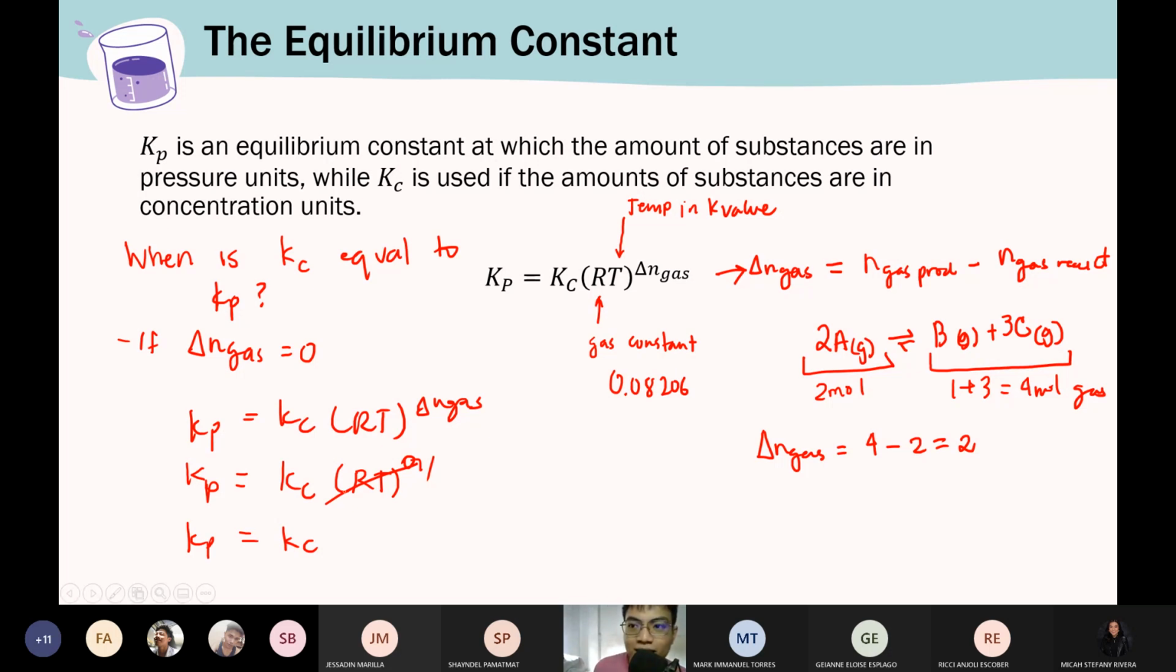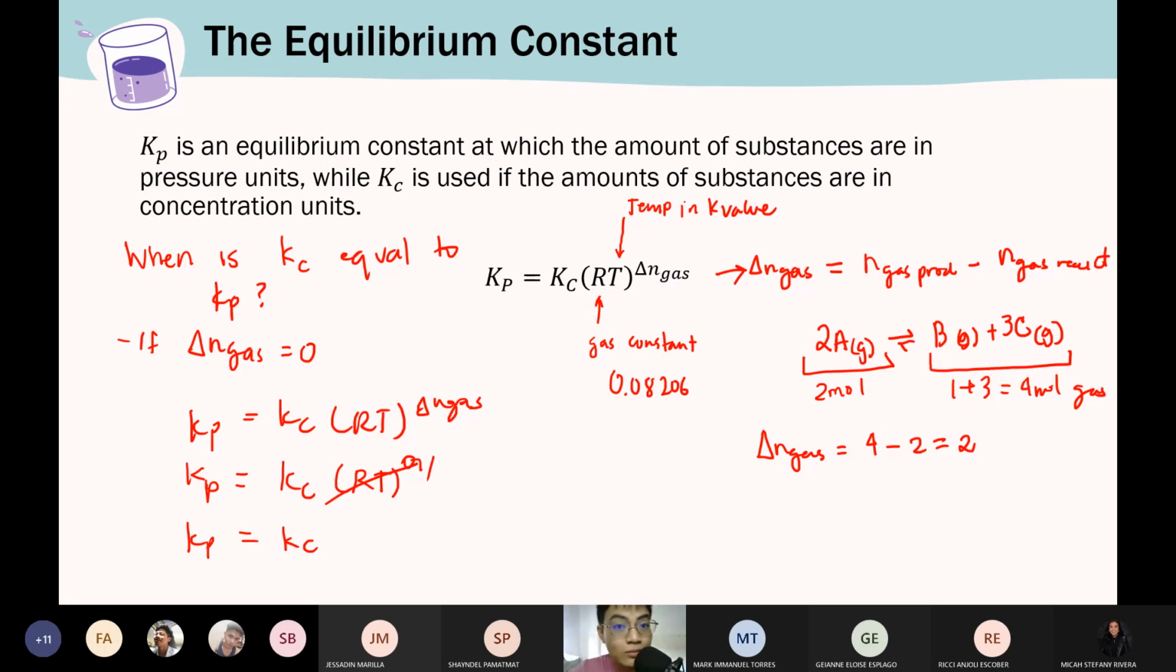Ito parati ko talaga to tinatanong sa Anakem. Pero this year, ibibigay ko na yung answer. Okay? Kasi onti lang nakakasagot nito correctly. Okay? So isa to sa mga medium level questions. So just recall your algebra. Anything raised to 0 is 1. That's why we were able to say na kapag 0 yung delta N gas, equal yung Kc and Kp. And kailan magiging 0 yung delta N gas? If the moles of gas in the reactant and in the product side are the same.